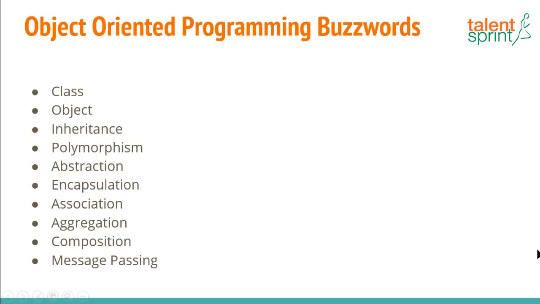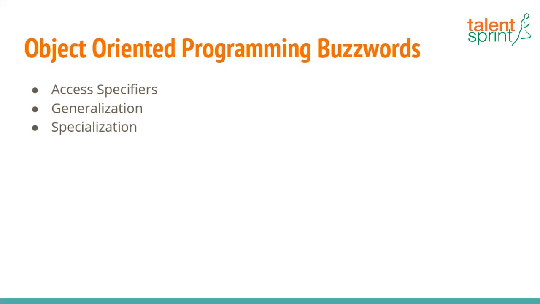So as you see, here is a list of all the words that are used in connotation with object-oriented programming. We have class, object, inheritance, polymorphism, abstraction, encapsulation, association, aggregation, composition, message passing. We have access specifiers, generalization, and specialization. So all these words are used when you talk about anything related to object-oriented programming. So where access specifiers fit, or how does generalization and specialization fit? Let's take a look at all those definitions.